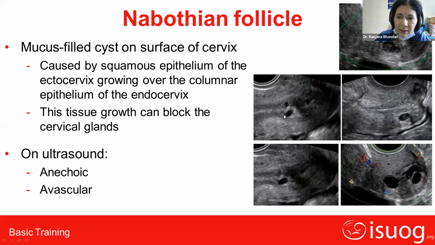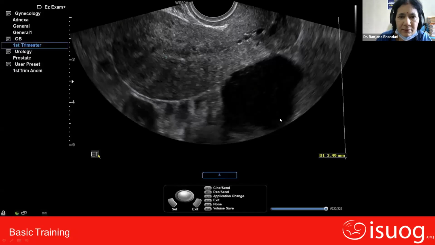See, these are the anechoic structures. Why am I telling it anechoic? Because all the sound waves are passing through it. It looks black in color. And on putting Doppler, they are also avascular. See, you can see all these cysts. They are anechoic and avascular. When I am putting Doppler over it, no Doppler flow will be passing through it.